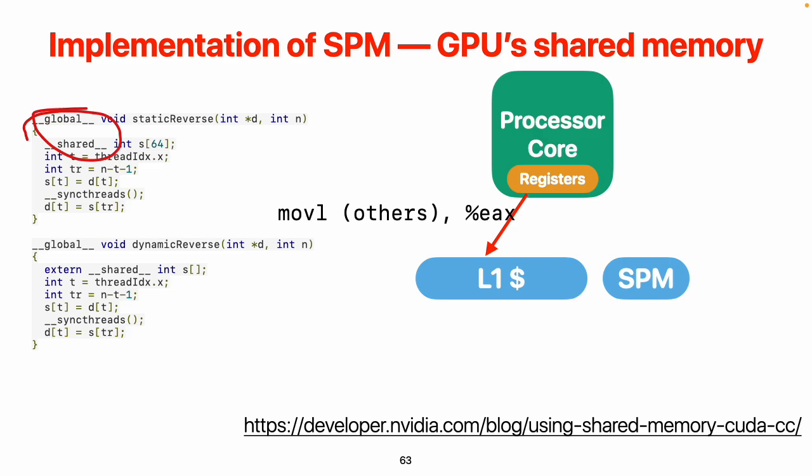To use that, all you need to do is add a declarator in front of the data structure, typically an array, and then you say this should be in shared memory.